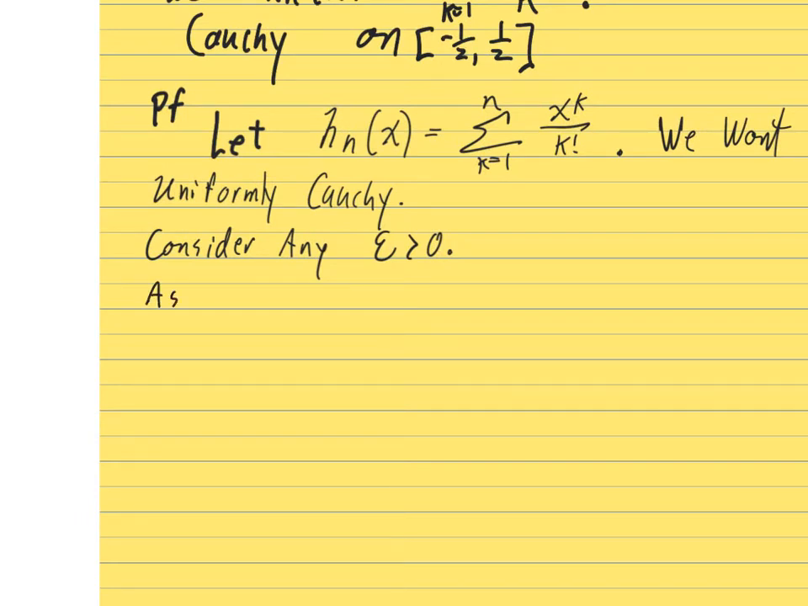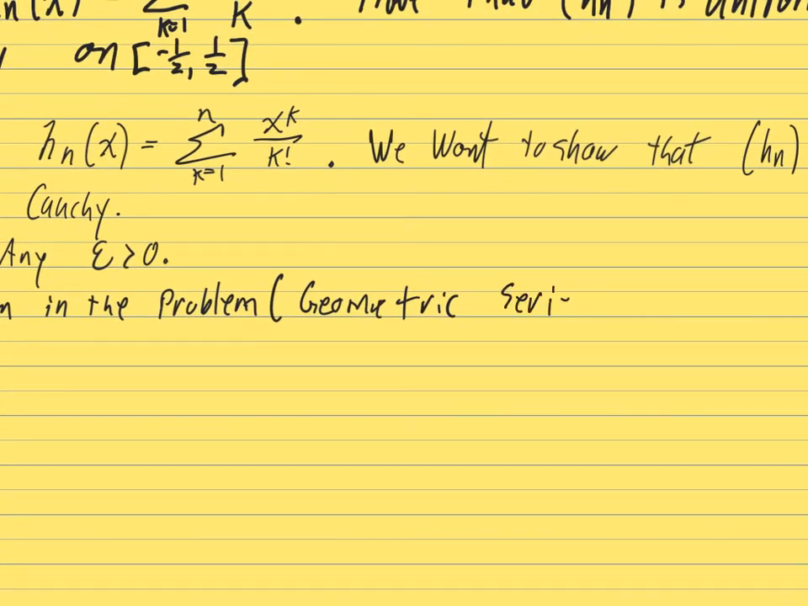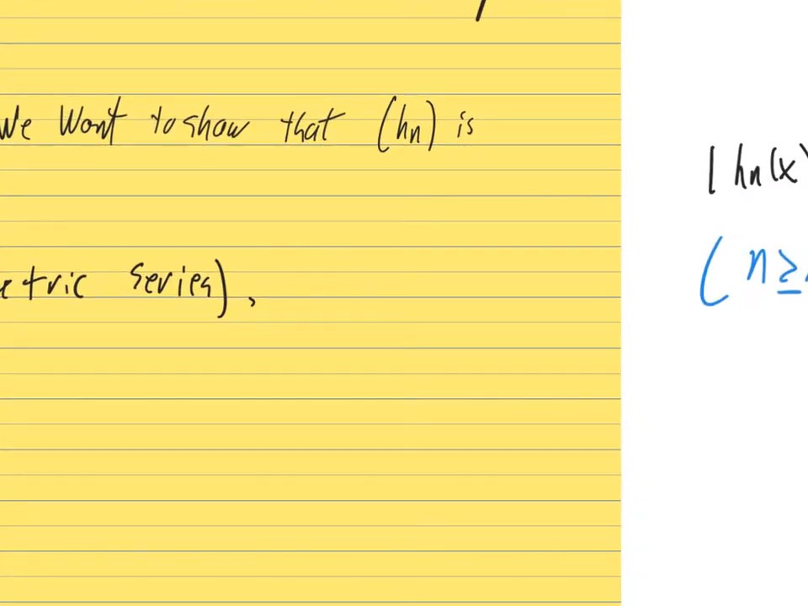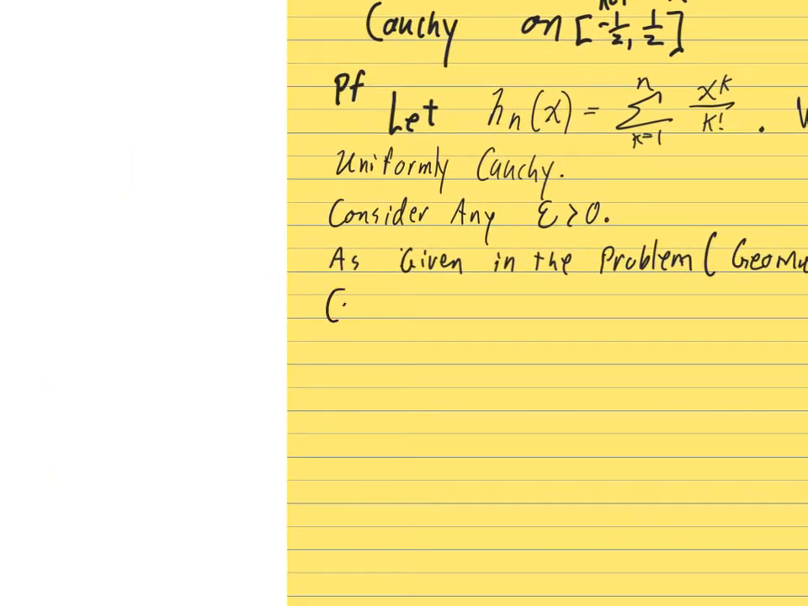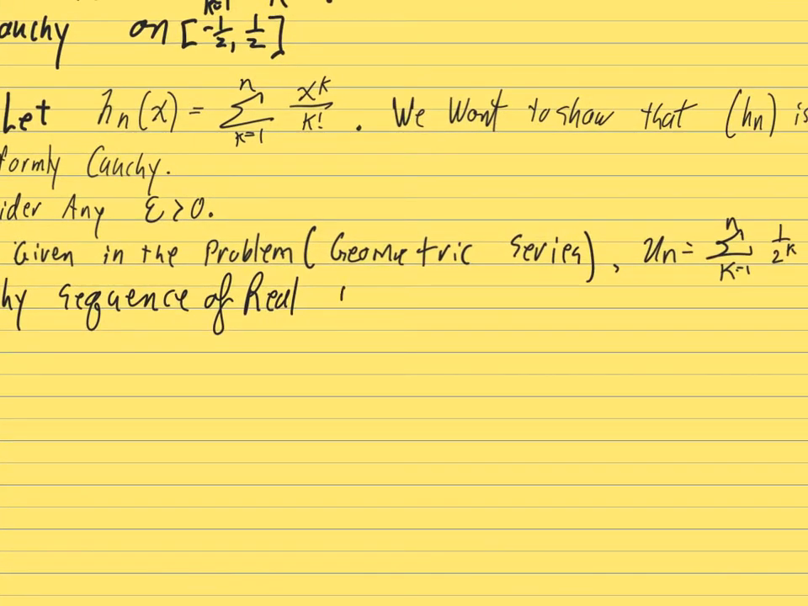So let's see, as given in the problem, or possibly as is given by the geometric series, the sequence u sub n given by the sum from k equals 1 up to n of 1 over 2 to the k is a Cauchy sequence of real numbers.